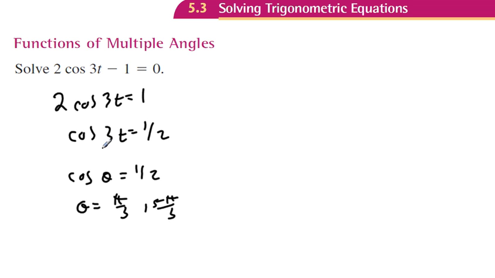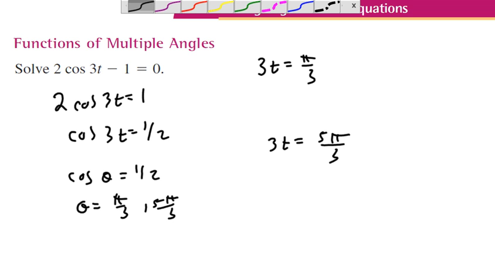Okay, but we want to set theta equal to 3t. So we have 2 equations. We have 3t equal pi over 3. So we set this equal to our first one, and then we have the second one, 3t equals 5 pi over 3.